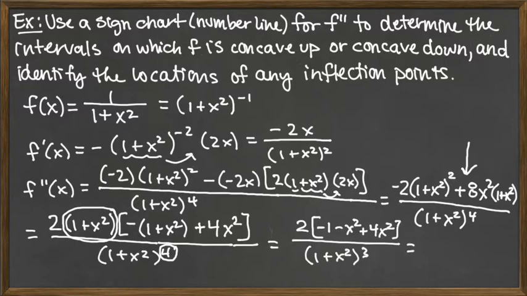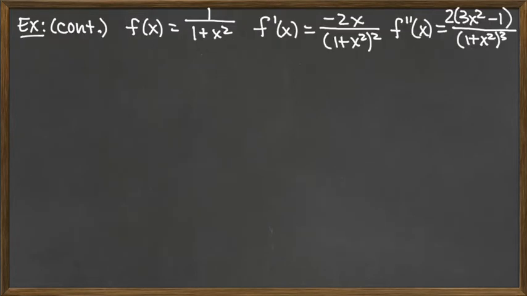And so what that leaves us with then is a 2 out front, and then we've got a 4x squared minus 1x squared, so that would be a 3x squared, and then we've got a minus 1. All of that's on top, and we've got the 1 plus x squared raised to the 3rd power on the bottom. So all of that work is simply to get nice factored forms of both the first derivative and the second derivative, and really it's just the second derivative that we need from here on out. So here are those copied over. All of that work just to get the derivatives, but we've gotten them now.